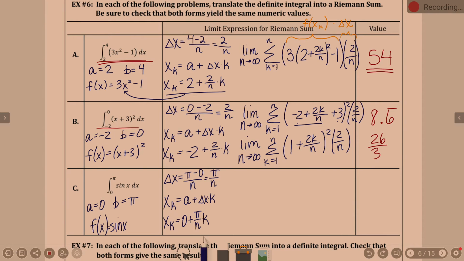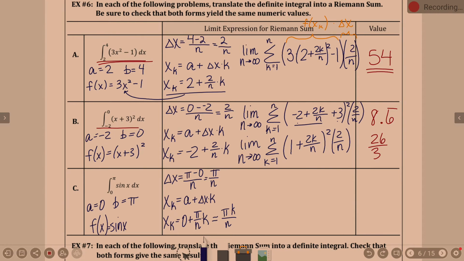Do I have to write that 0 when I go to plug it in later? No. You can just write it as pi over n times k, or pi k over n. Okay, either way. Realize, and again, we'll talk about this more in the next section, when there's no plus something, that means A is going to be 0. And that's a good connection to make.